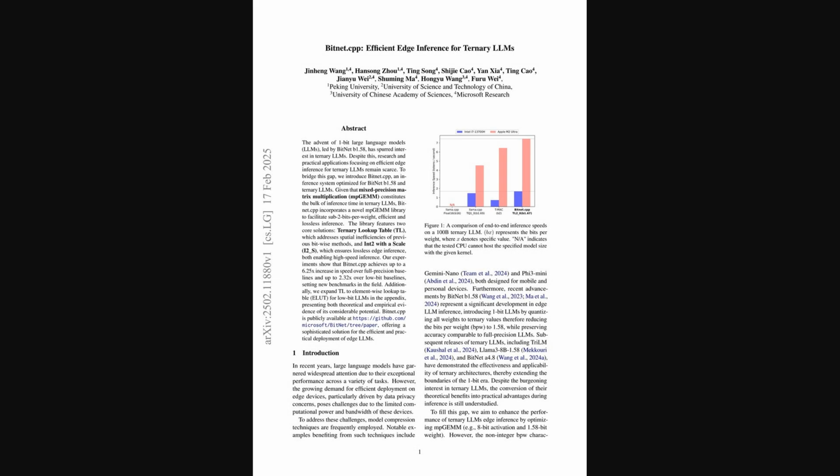So yeah, it really seems bitnet.cpp delivers on its promise. Fast, efficient inference for these ternary LLMs right on standard CPUs without losing that crucial output quality. This is really significant because it pushes powerful AI capabilities closer to edge devices, away from just massive server farms.